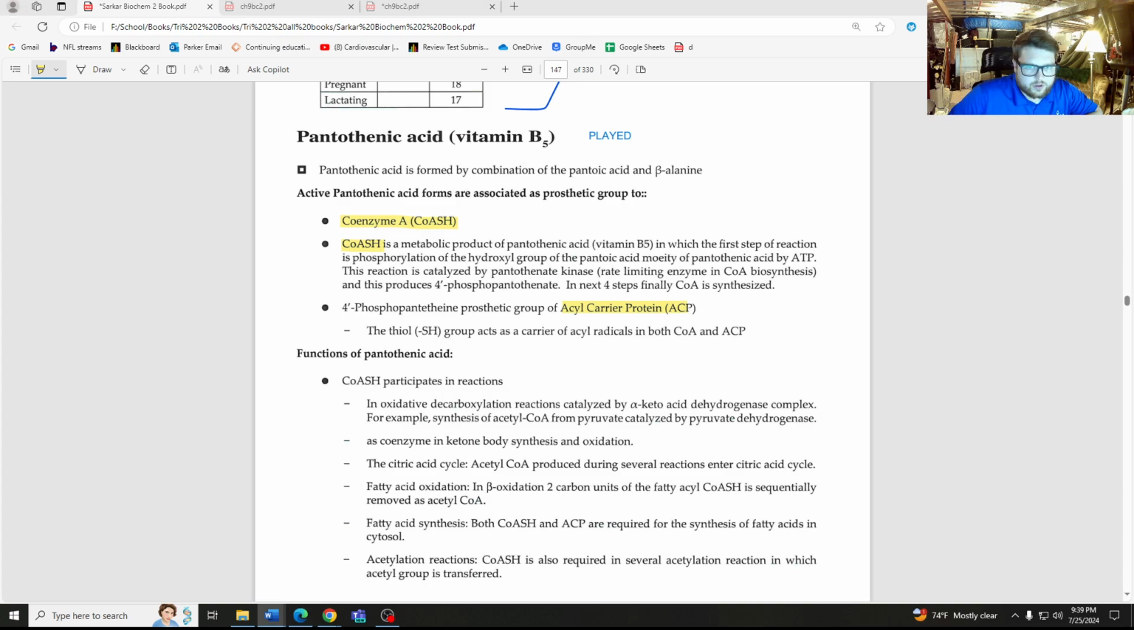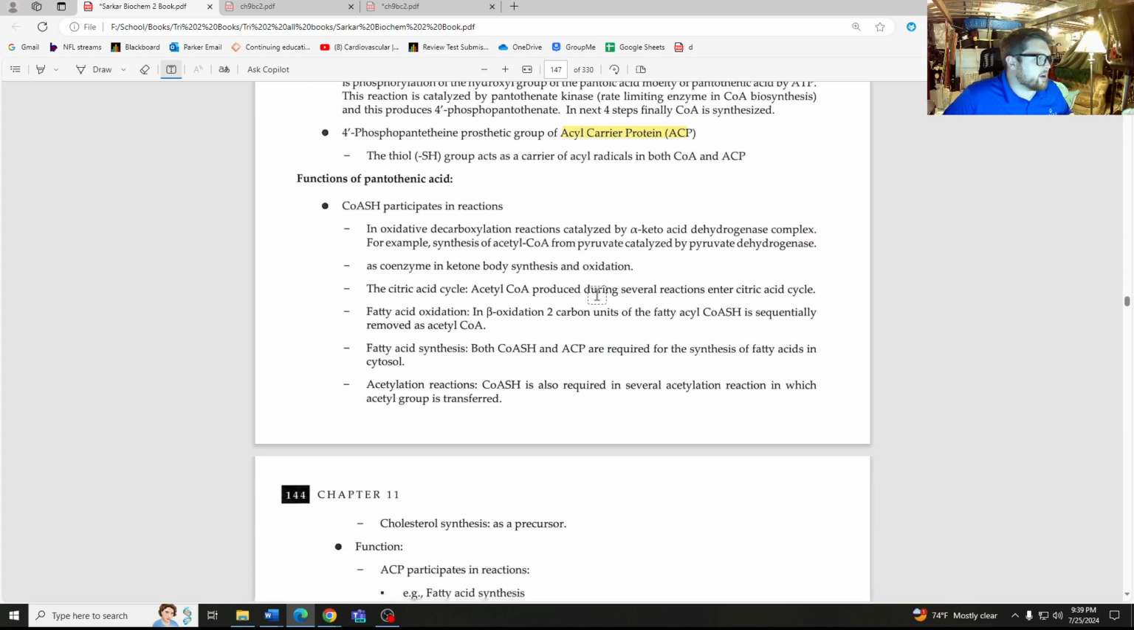Let me pull up the actual name. I should say these are components. Pantothenic acid is a component in all of these. The active form of pantothenic acid, you can either say pantothenic acid or sometimes they'll say pantothenate. That is its active form. Either of those is fine.